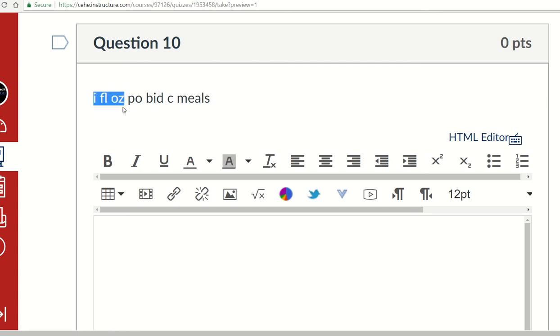Take 2 tablespoons full by mouth 2 times a day with meals. So we had AM, PM, so AC, PC. A comes before P. So AC is before meals, PC is after meals, and this C is just with meals.